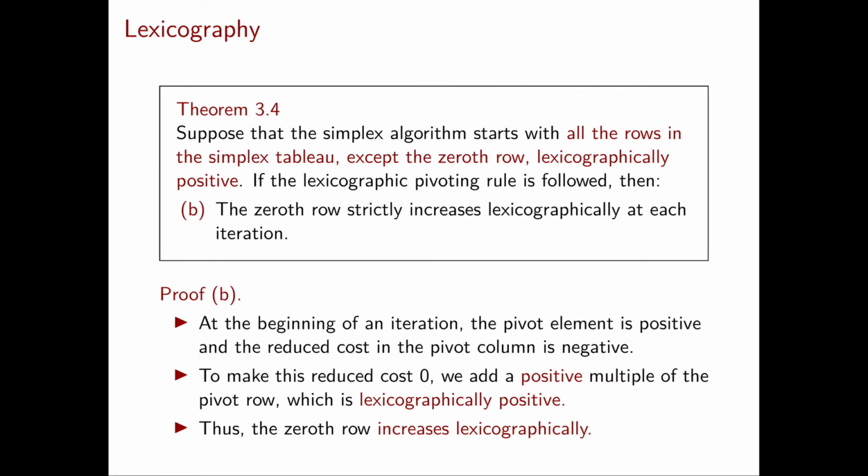So now let's look at point B. In B, we need to show that the 0th row strictly increases lexicographically at each iteration. Note that at the beginning of an iteration, the pivot element is positive and the reduced cost in the pivot column is negative. Now we want to understand what happens to the 0th row after we perform the elementary row operations that transform the reduced cost into a 0. Since the reduced cost is negative and the pivot element is positive, to obtain a 0 we need to add a positive multiple of the pivot row. But now the pivot row is lexicographically positive, and so the 0th row will increase lexicographically. We have therefore shown point B.